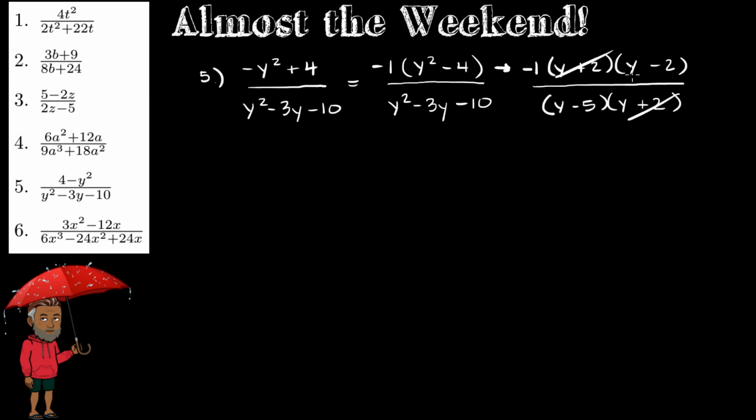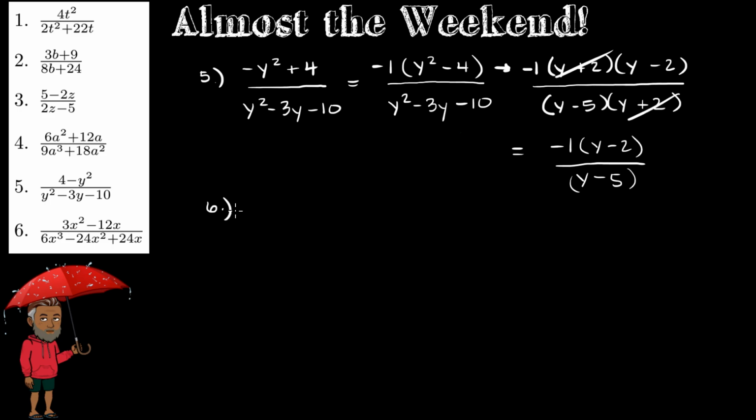Now the y's I can't cancel, even though they're part of binomials. Like I said, the entire binomial must cancel and not just parts of it. So our final answer is going to be -1 times the quantity y minus 2 over y minus 5. Now, if you want to remove the parentheses through the distributive property or keep the parentheses, that's your choice. Okay. All right, moving on to our last question, number 6.